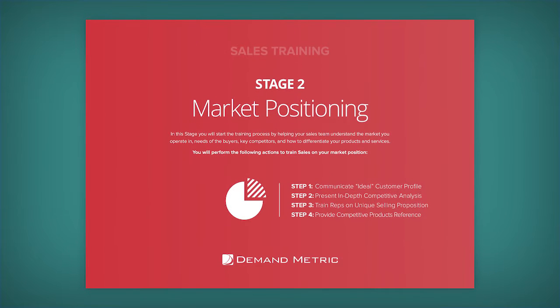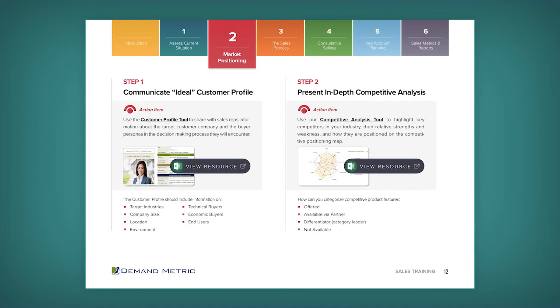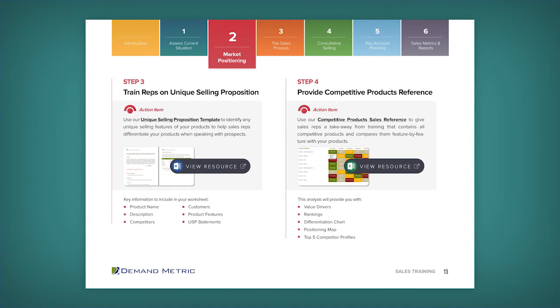In stage 2, you're going to move into market positioning. And here, the first step is to communicate your ideal customer profile and then present in-depth competitive analysis. Next, you move into training reps on unique selling propositions and then provide a competitive product reference.